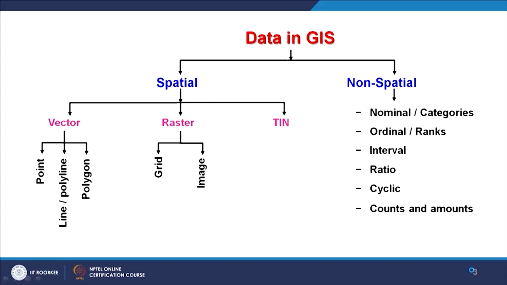If any new development takes place in the mathematical domain or computer science tomorrow, either in the representation of spatial data or non-spatial data, and if it is beneficial in GIS, definitely it would be incorporated in future as well. So just to recap the entire gamut of data in GIS, there are 2 basic types, spatial and non-spatial. And when we discuss the spatial, 3 subtypes: vector, raster and TIN, whereas non-spatial has 6 types.